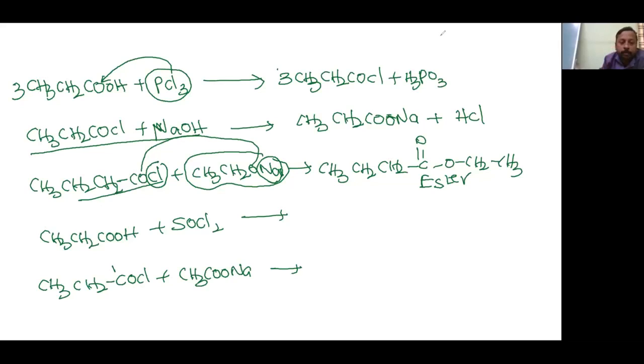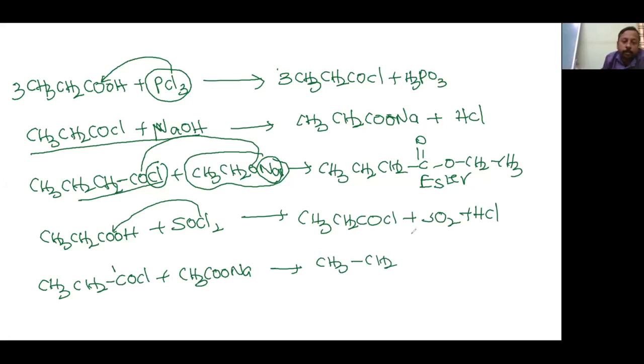Okay, next SOCl2. With SOCl2, the only thing is chlorine will be substituted here, and SO2 will be there, and HCl. So CH3CH2COCl, acid chloride, plus SO2 plus HCl. Okay. Next, this will be acid anhydride. So CH3CH2 C double bond O, oxygen, C double bond O, and CH3. So like this, if you solve the questions immediately, then it is easy to answer the actual questions.